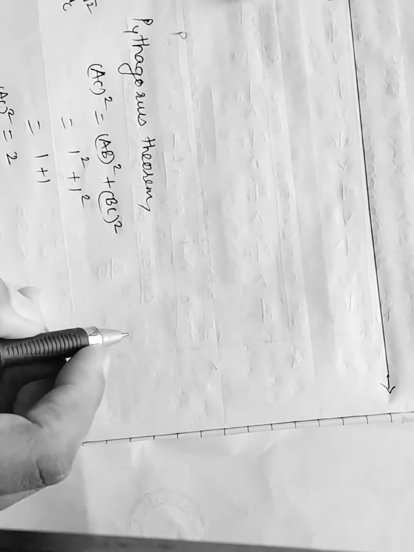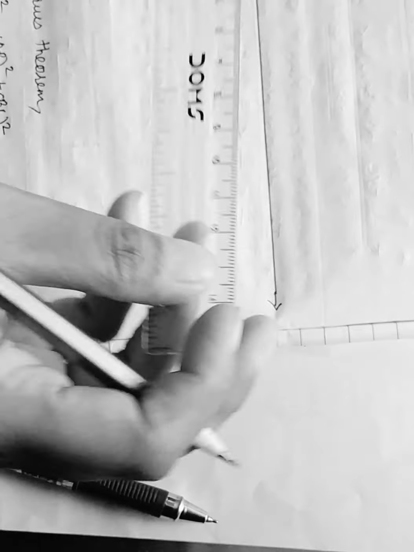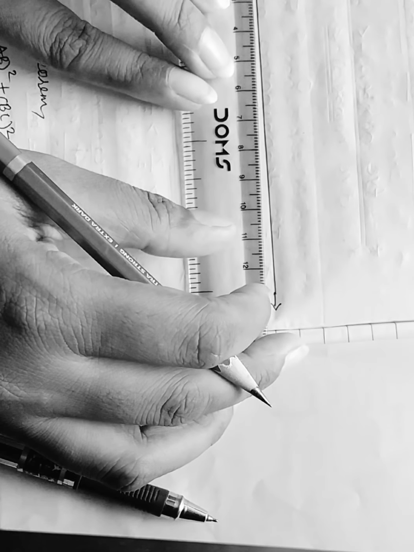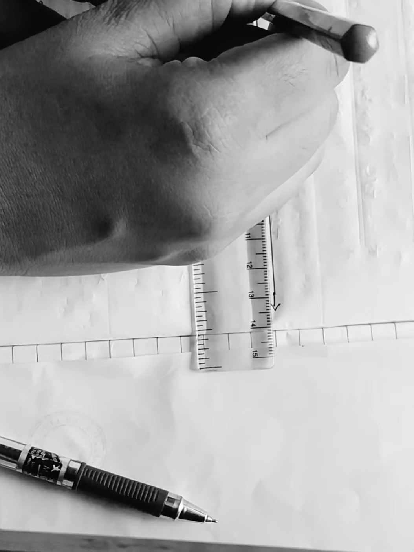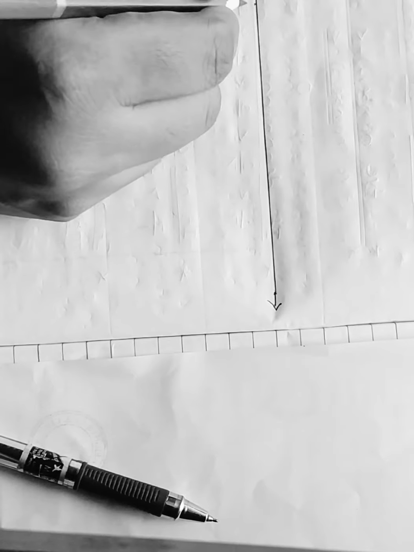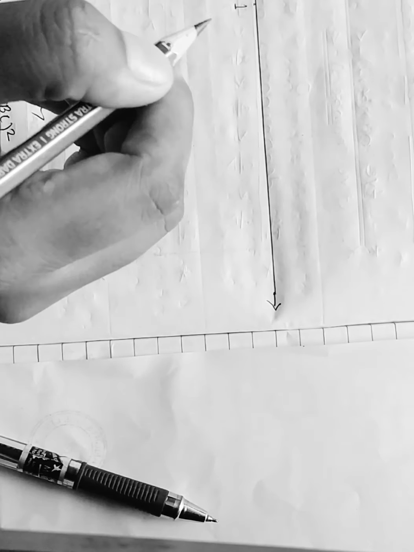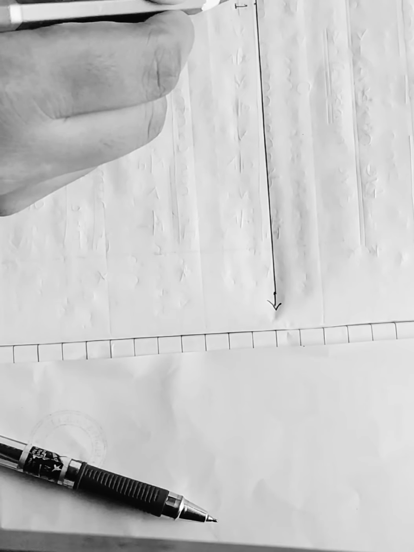So this distance will be root 2. Then see the next. Now, first we will see the construction of root 2. From 0 we have to take 1 unit distance. As I told you, any 3 centimeter we are taking, it is convenient to draw. So 3 centimeter I have taken as 1 unit distance. This is 1, 0 to 1. I have drawn 1 here.